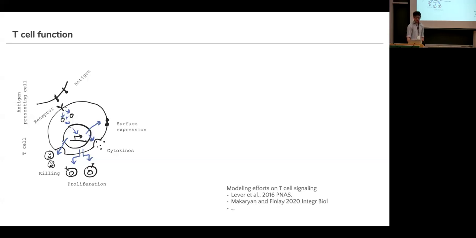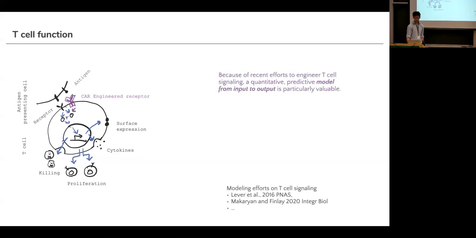There are ongoing efforts to engineer T cells. And so what I'm showing in purple is a human engineered receptor called CAR, chimeric antigen receptor. And these are now approved and in usage in human patients. The idea is that they want to improve the function of T cells in order to help them do their job in the immune system.